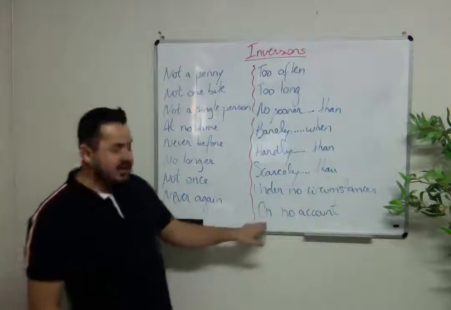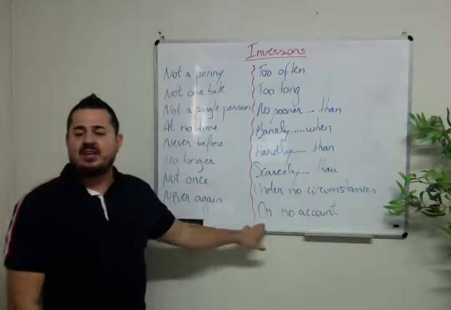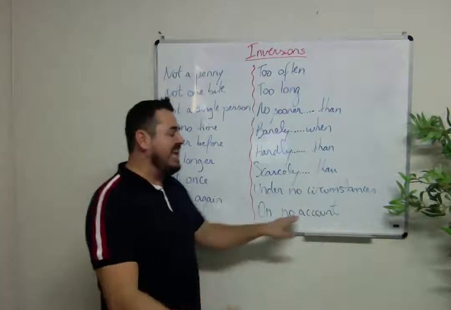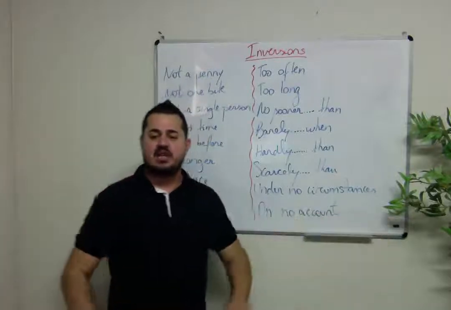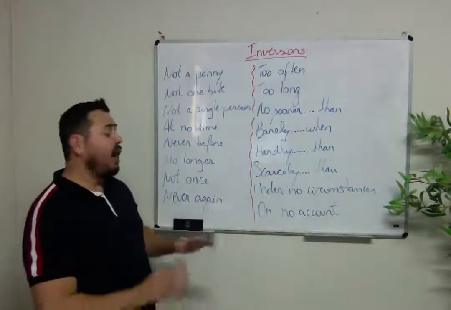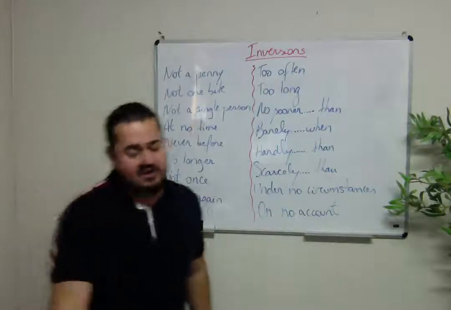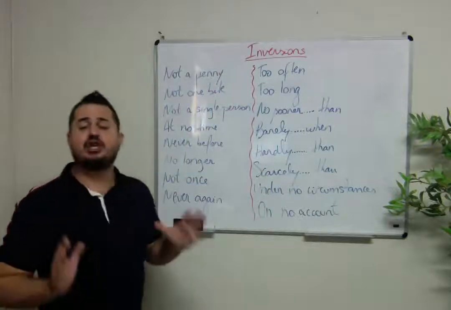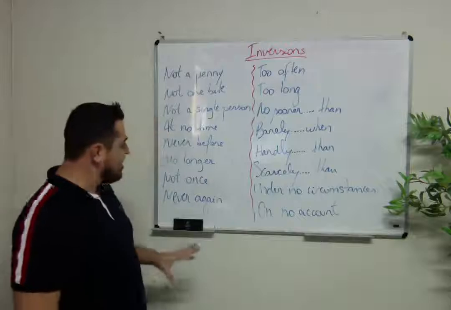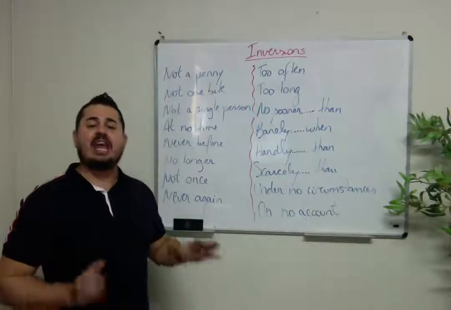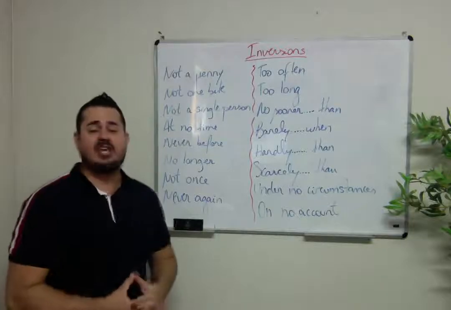And the last one, on no account. So I can give an example. On no account can drinks be taken outside. It means there is no way, it's forbidden to take drinks outside. There are more inversions than those ones I've just shown you, but I just wanted to make sure that these ones must be memorized for TOEFL, Cambridge, and IELTS international certifications.